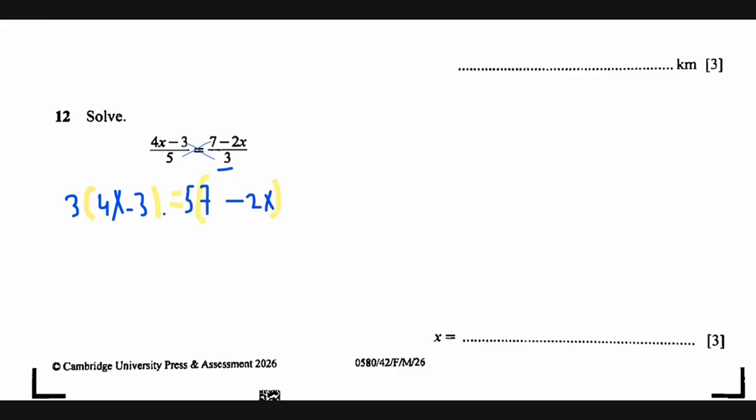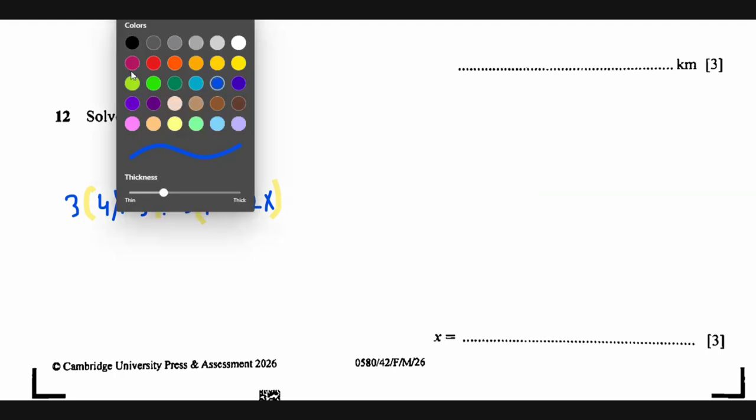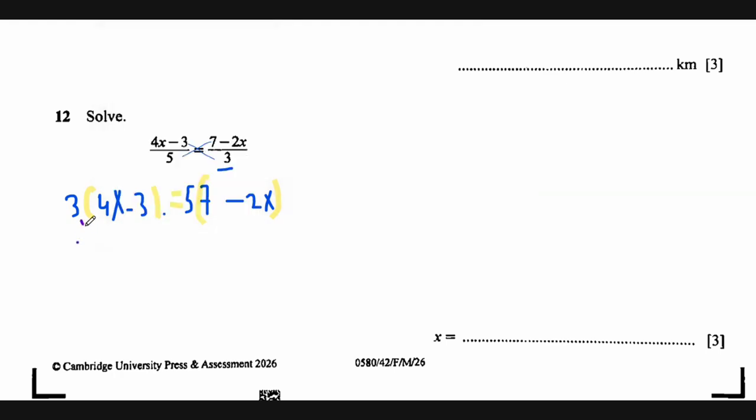Then we are going to expand the brackets, then merge the x's together. Expand the bracket, so this will be multiplying by 3, and this also multiplying by 3. So here we have 12x minus 9. Then we equalize it with 35 minus 10x.